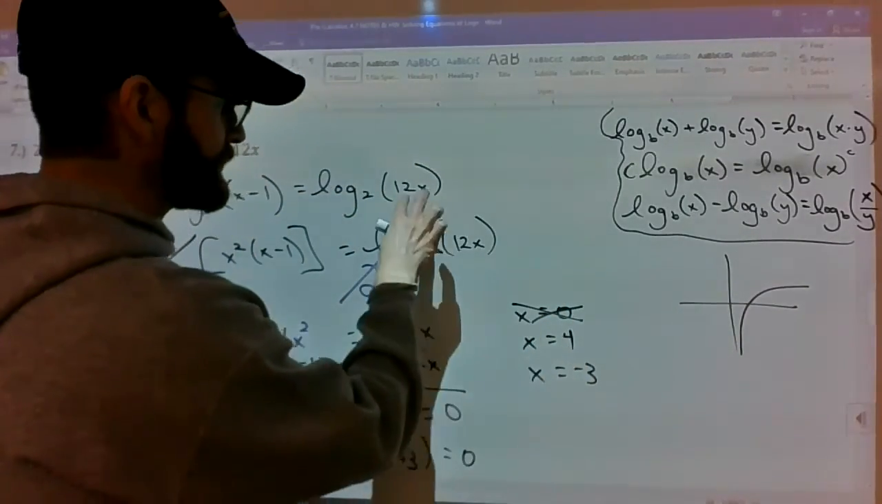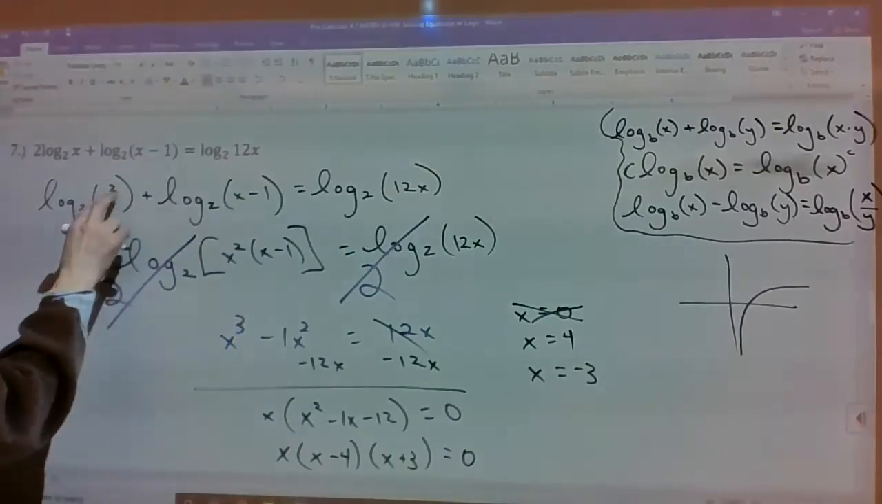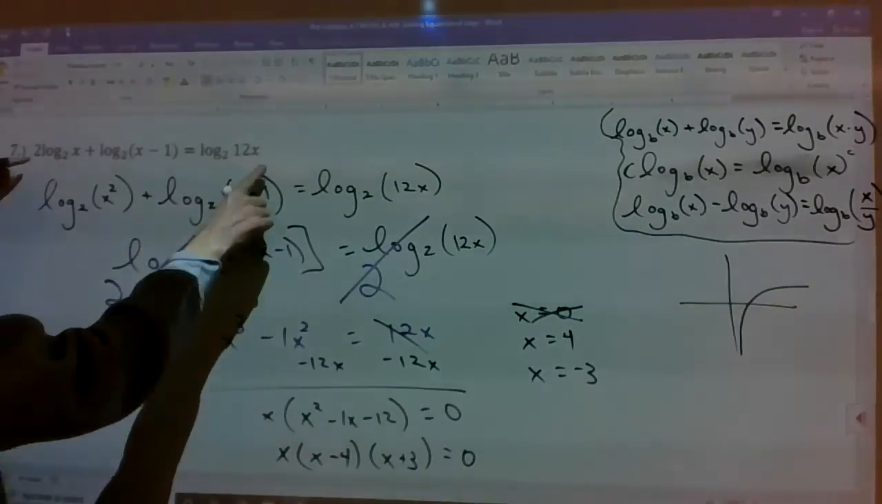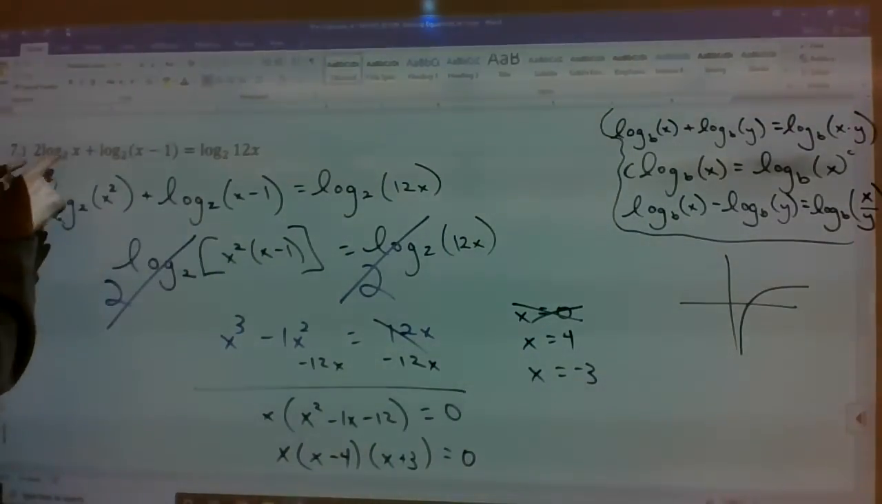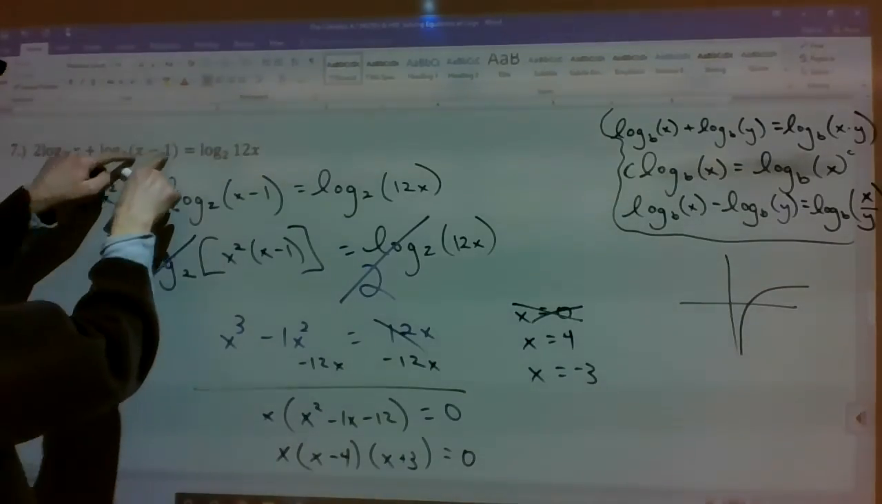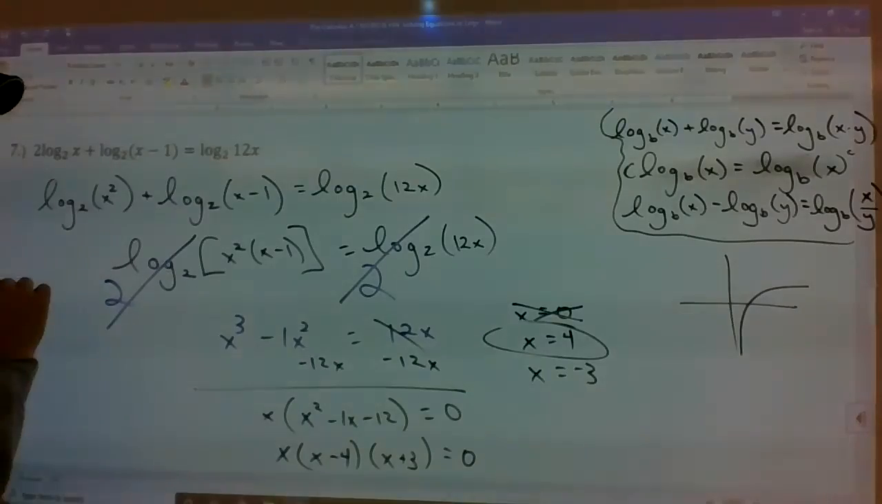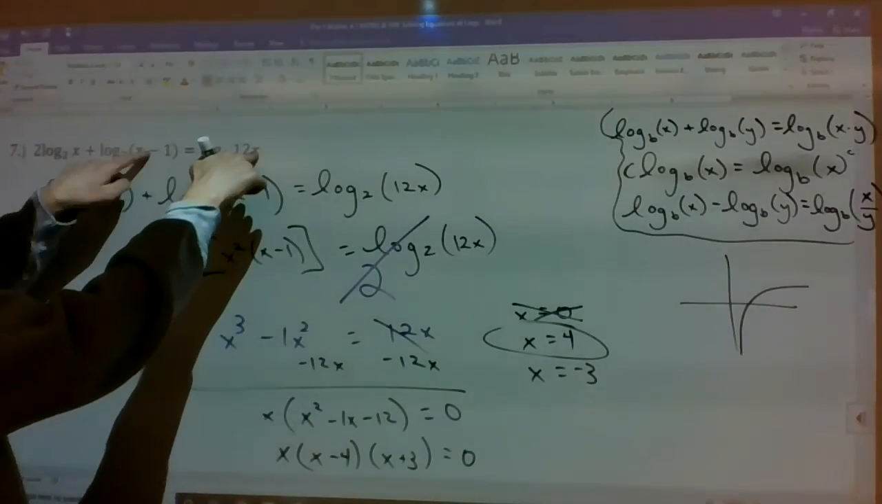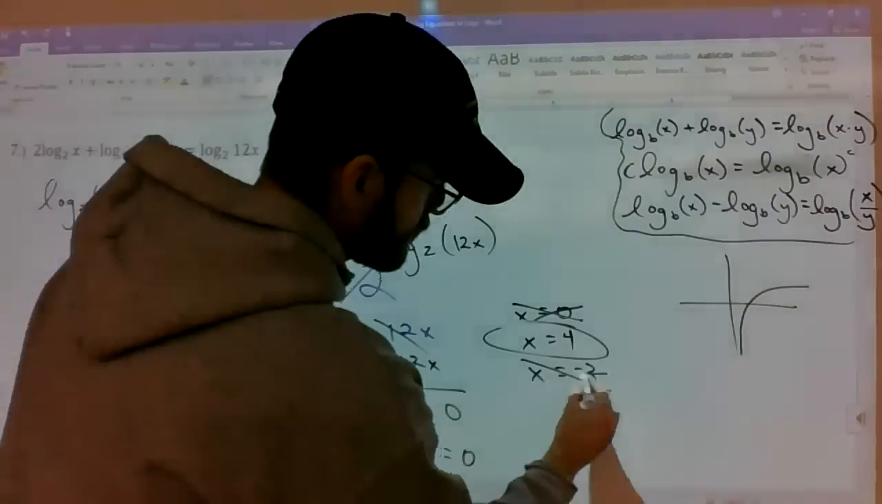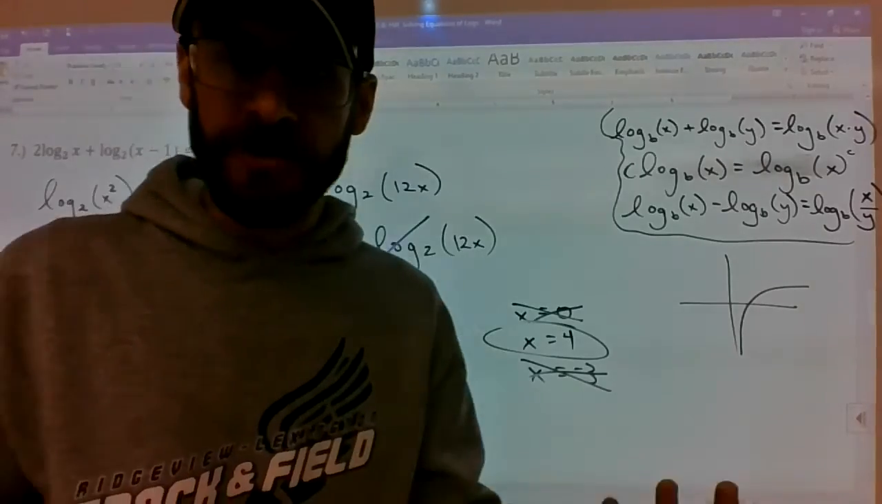Does 4 work? It gives me 48, gives me 3, gives me... Oh, sorry, I should go to the original, the very original. 4, 3, 48. No problems. Negative 3? No! No! No! Okay, so x equals 4 is the only solution.